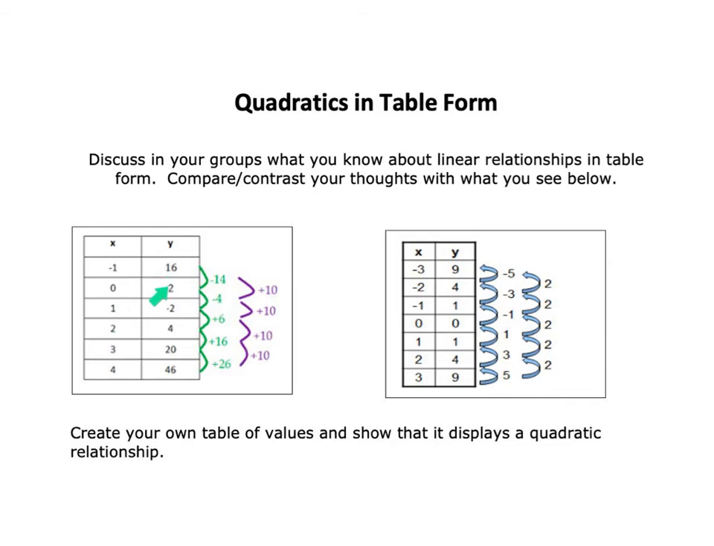Well, subtracted 14, then 4, then it's adding 6, adding 16, adding 26. So just by that, I know for sure it's not linear because I don't have a constant rate of change. But look at what happens if I take my second difference. So this was the first difference in the y's. Now the second difference, it would be adding 10, adding 10, adding 10, adding 10. The second difference is the same, indicating that I have a quadratic relationship.